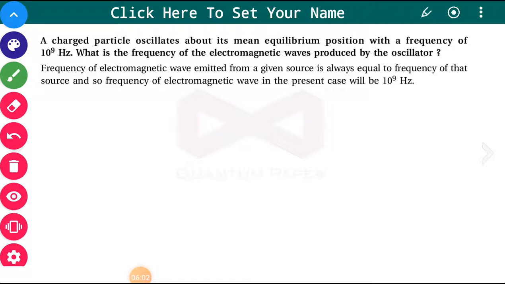Now next one, 8.6. A charged particle oscillates about its mean equilibrium position with a frequency of 10 to the power 9 hertz. What is the frequency of the electromagnetic waves produced by the oscillator? Now see, the frequency of the electromagnetic wave emitted from a given source is always equal to the frequency of the source. The source here is the oscillation of the charged particle, which has a frequency of 10 to the power 9 hertz. So the frequency of electromagnetic waves here will also be 10 to the power 9 hertz.